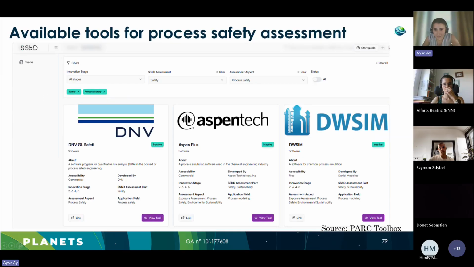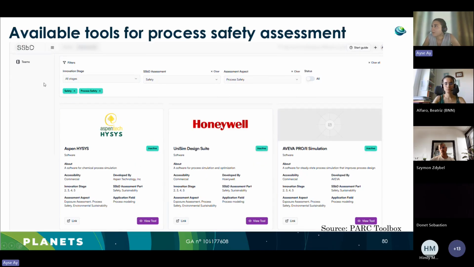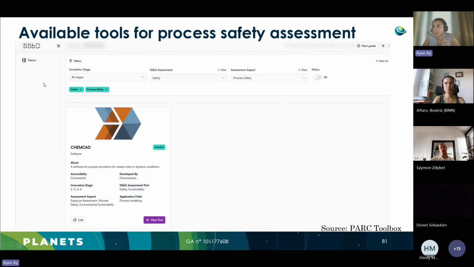And the last part, once we do these assessments, is how we can apply this into practice. There are digital tools available, and I just wanted to provide a screenshot from the Park toolbox. There are various process simulation tools like DNVGL, Asmentec, DWSIM, Honeywell, and ChemCat, for example.